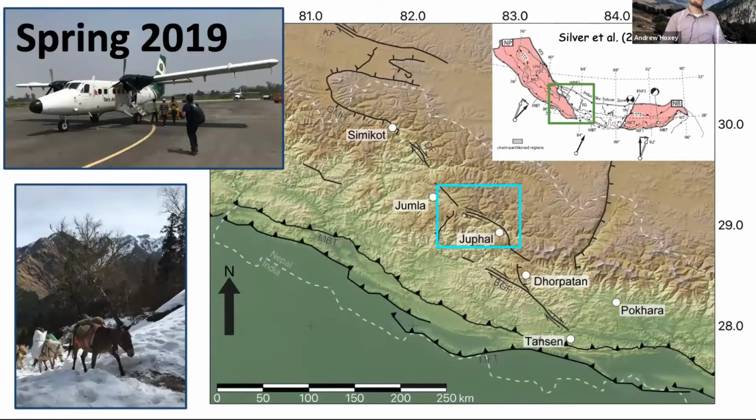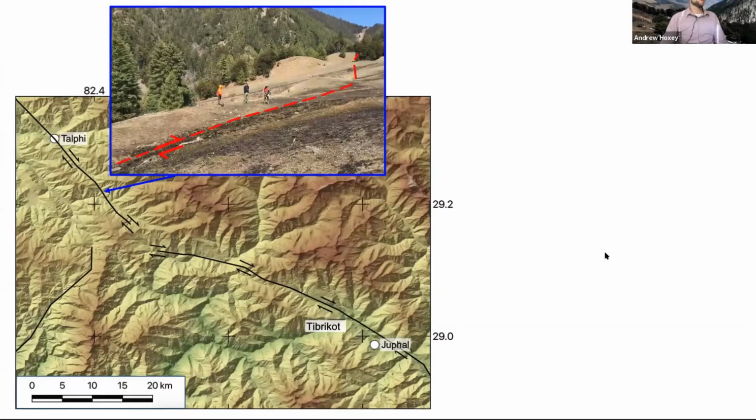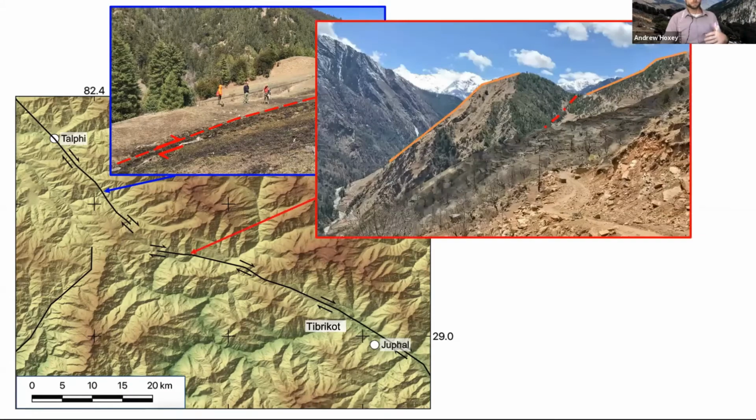So in the spring of 2019, we focused on the central portion of the fault system. We flew into Jumla and then, with the help of our guide service, hiked down to Jafal. Along the way, we saw numerous examples of active faulting. Here we can see a fault scarp. It's approximately 1.5 meters tall. We also saw truncated and offset topographic ridges.